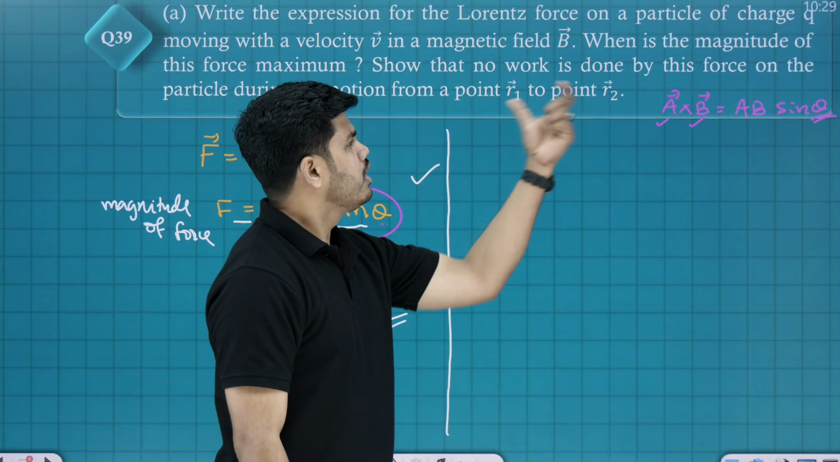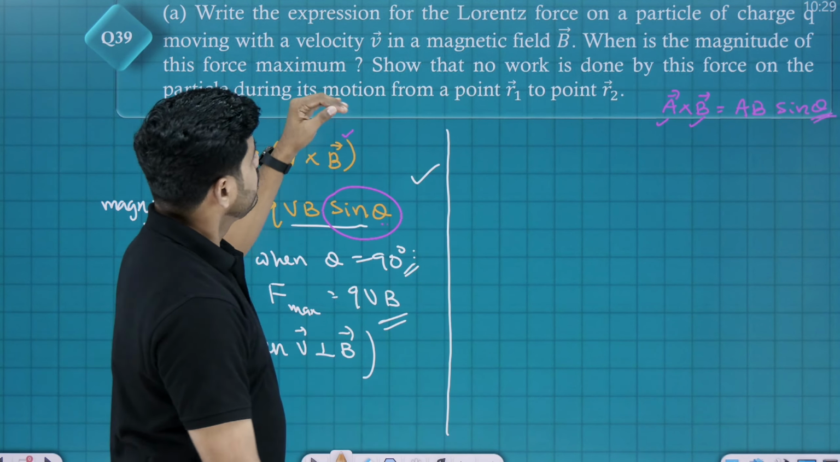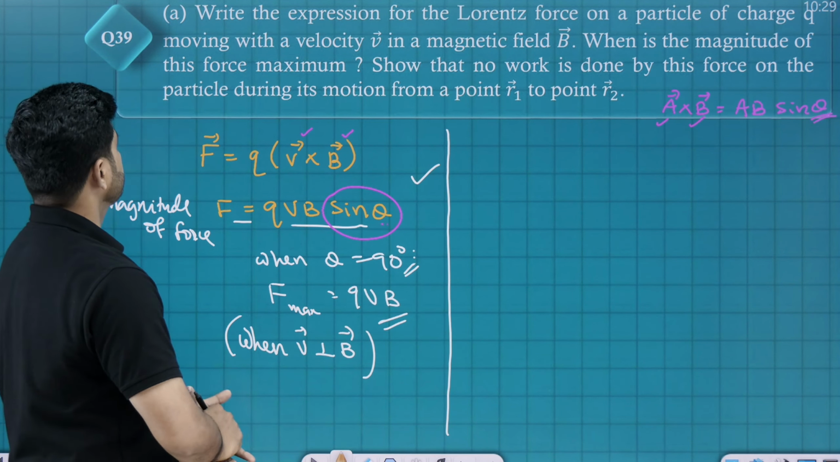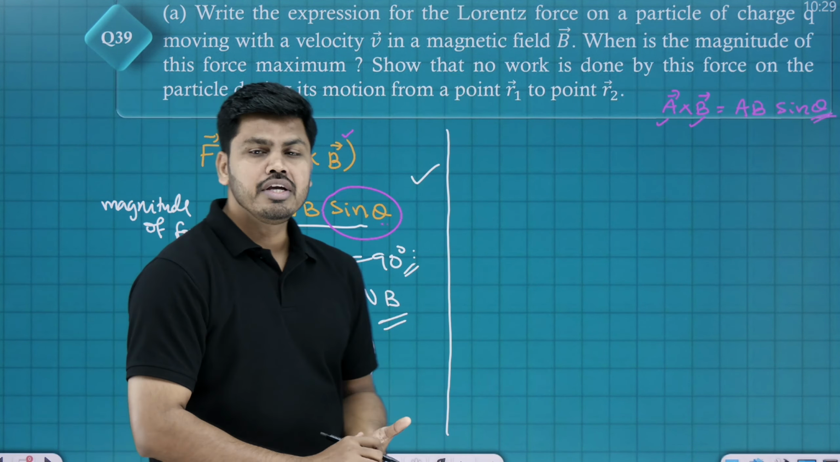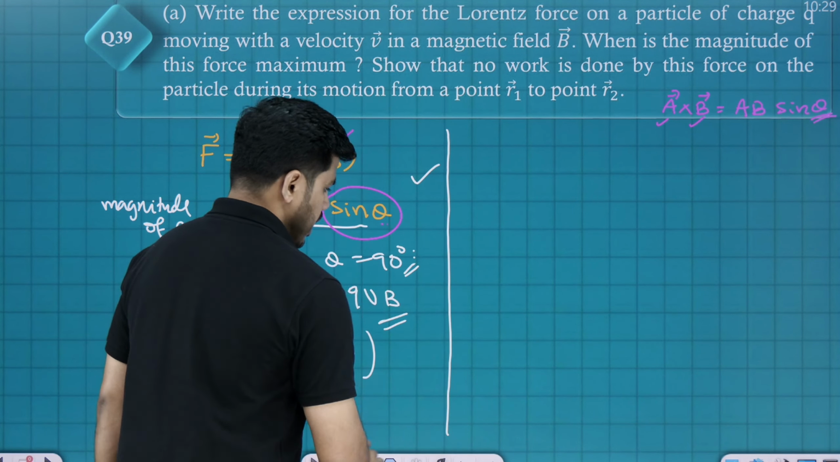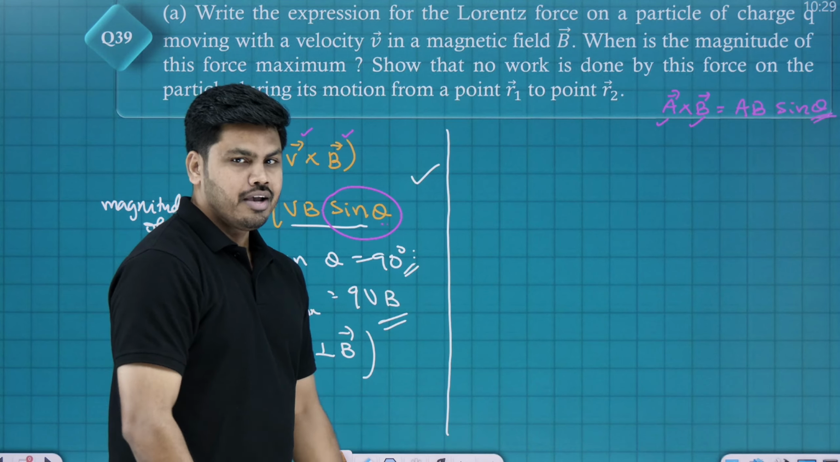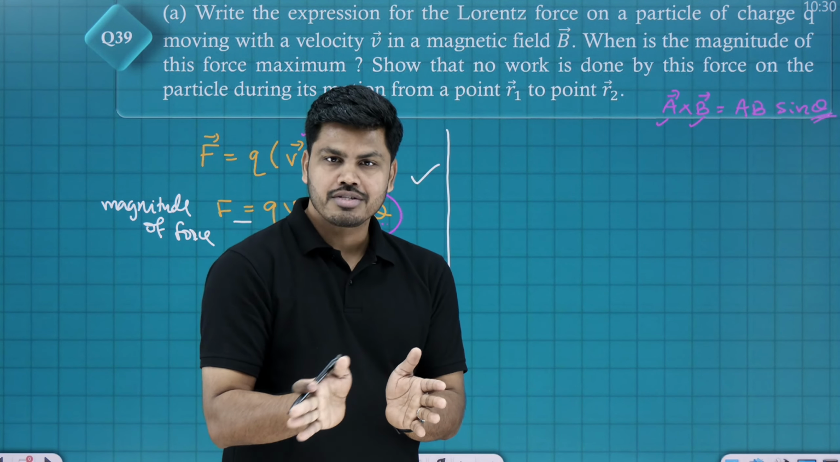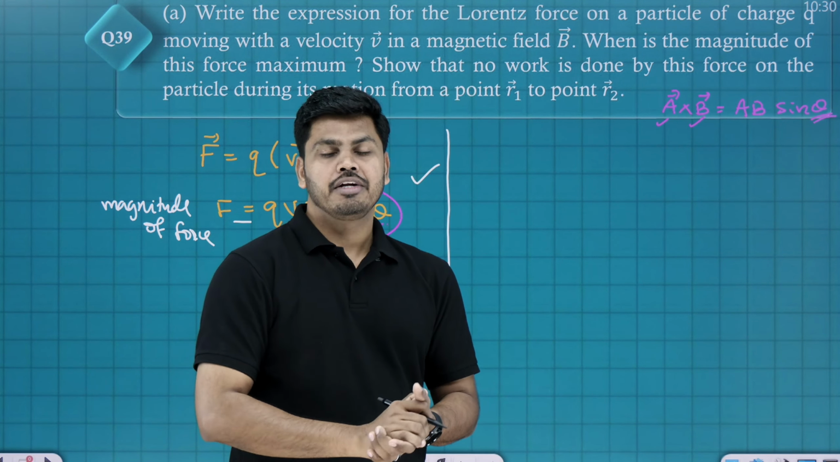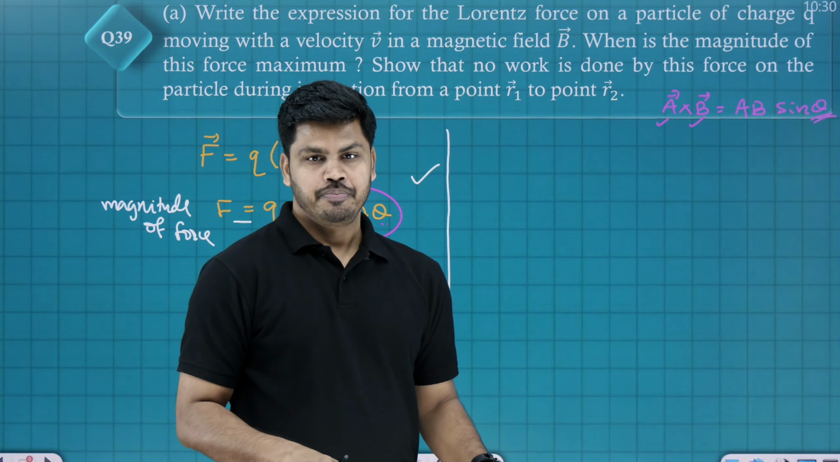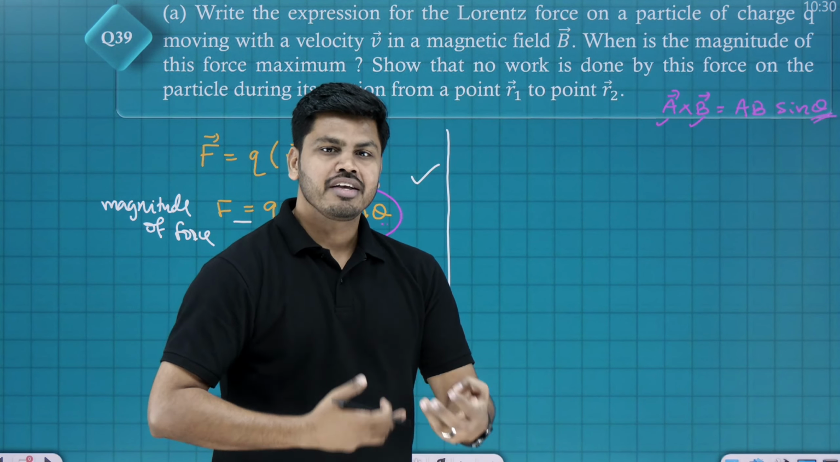Now we have one more part of the question: show that no work is done by this force on the particle during its motion. See, we know the magnetic Lorentz force doesn't do any work on a moving charge, right? It just deviates it, changing its direction. Work done by the magnetic force on a moving charge is 0. That is why there is no change in kinetic energy, right?